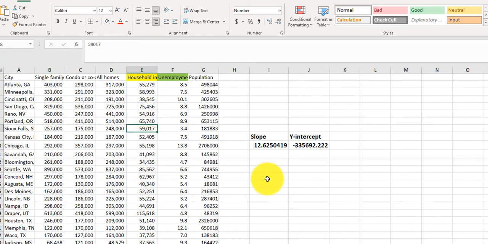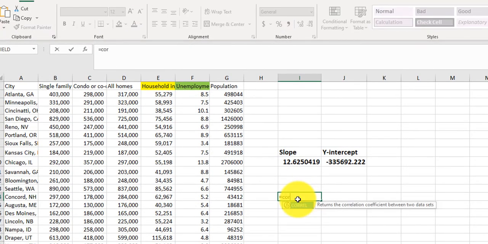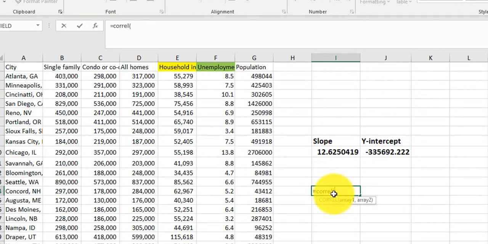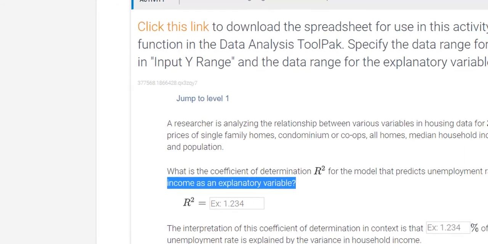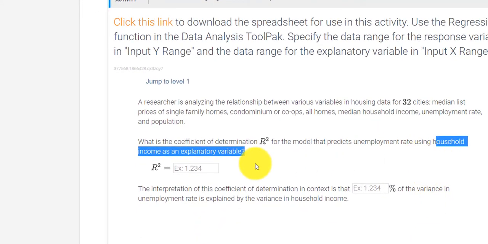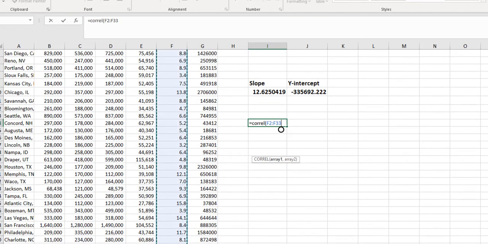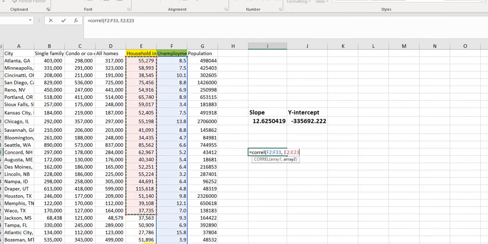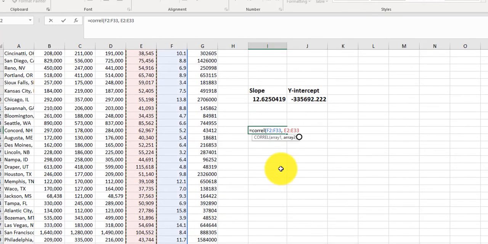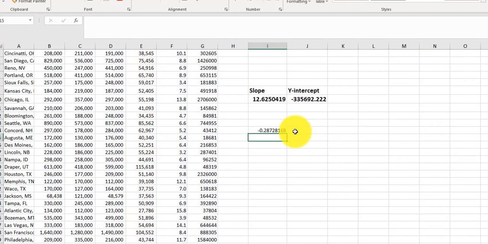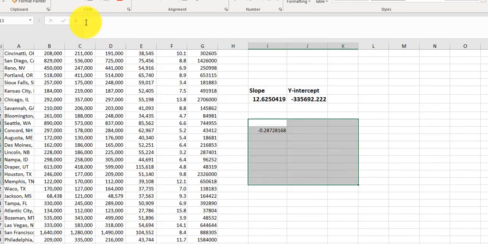So again, there's a couple of ways we can do it, right? Remember, we could type in equals CORREL and then put in parentheses, and I forgot which was the explanatory variable. Household income is the explanatory variable, so the unemployment rate is the response variable. So we put in unemployment rate first, comma, household income, and close it. Now remember, this only gives us the r value, right?